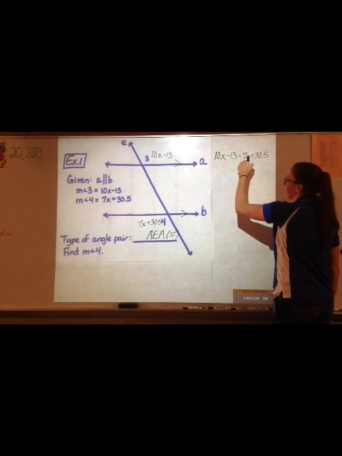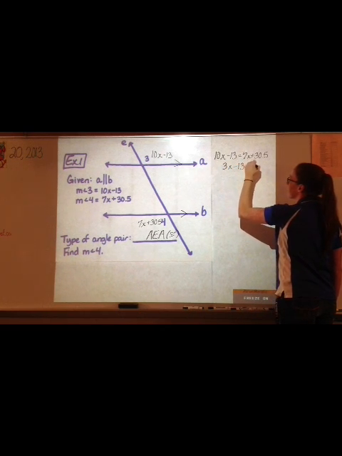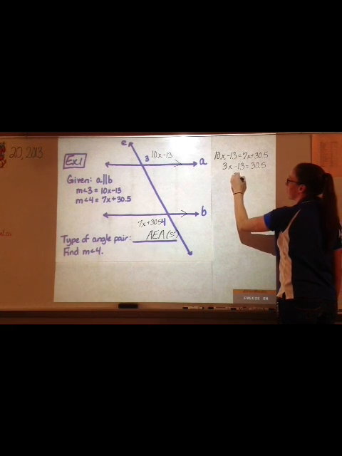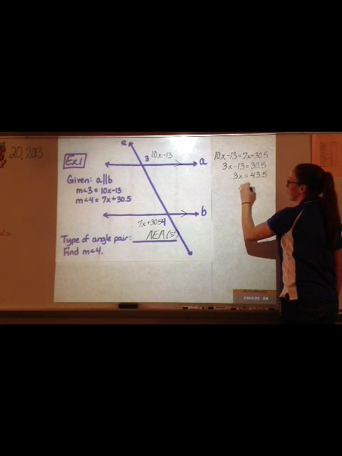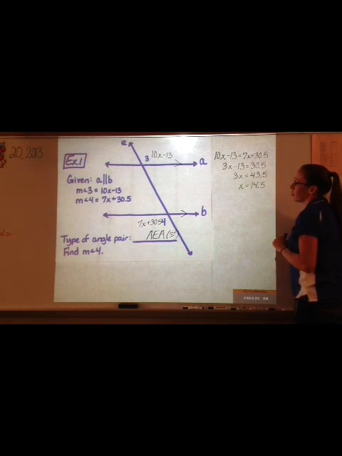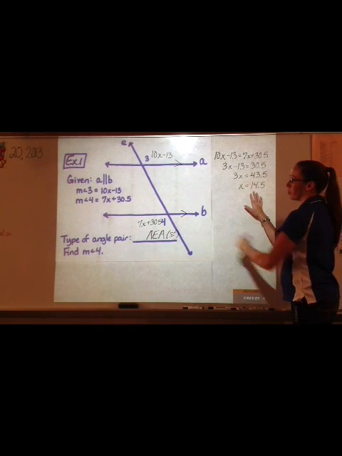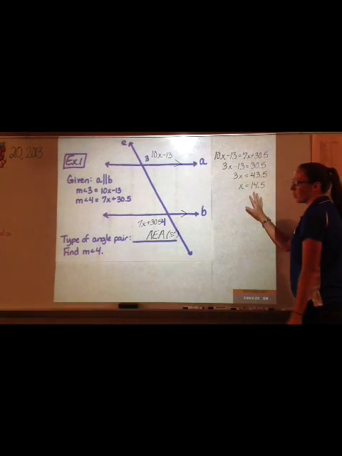Solve for your x. Move the 7x back to the left, subtract. Let's move the constant 13 to the right by addition. Dividing here, get rid of that coefficient of 3, and we end up with an x value of 14.5. We may think that we're done, but glance through your problem one more time. We do need to make sure that we find the measure of angle 4.